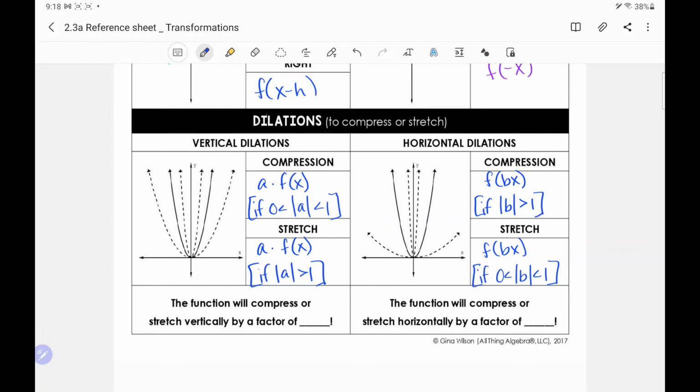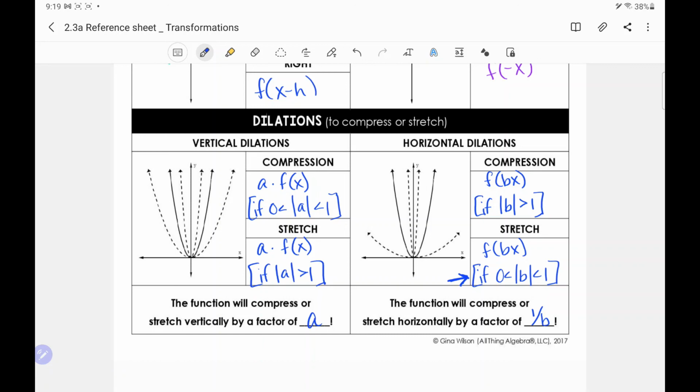If the b is inside the parentheses, the restrictions on the values are switched between the vertical dilations and horizontal dilations, okay? So coming down to the last part, the function will compress or stretch vertically by a factor of a. And then in the other one, it's a little bit different though. The function will compress or stretch horizontally by a factor of 1 over b.